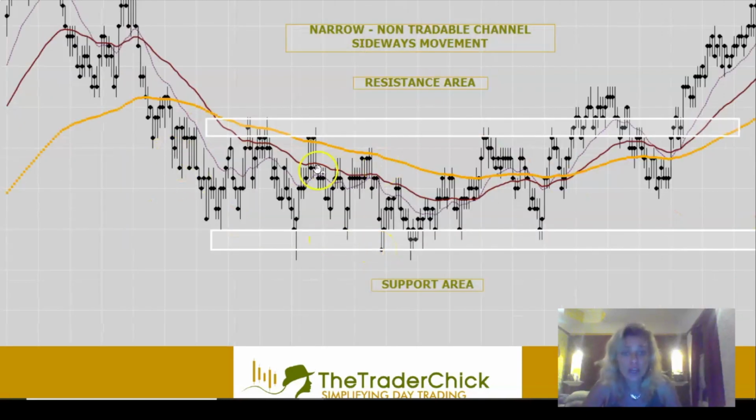This is another great example of a sideways movement where it's a non-tradable channel. However, I could spot where the areas are. I know where the support is. I know where the resistance is. And when it breaks through, boom, that's when I'm going to be getting in.